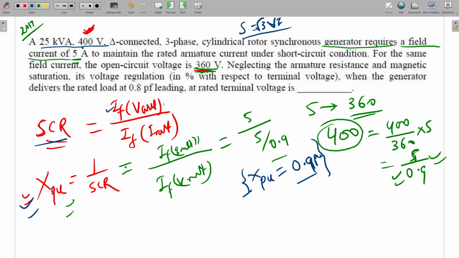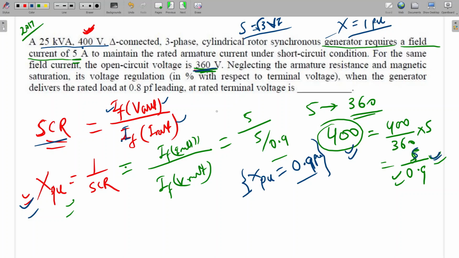Field current is required to generate rated voltage, and field current is required to generate rated current. Here 5 ampere of field current is generating 360 volts. So 5 by 0.9 ampere of current will generate the rated voltage of 400 volts. If this current is generating 400, then we can say that the value of X is equal to 1 per unit.